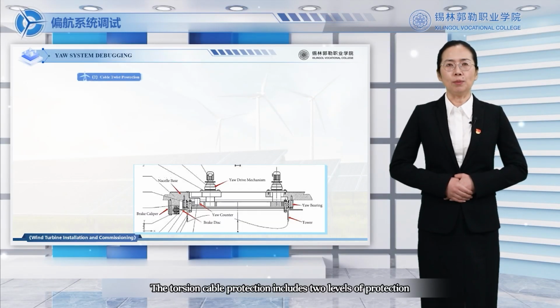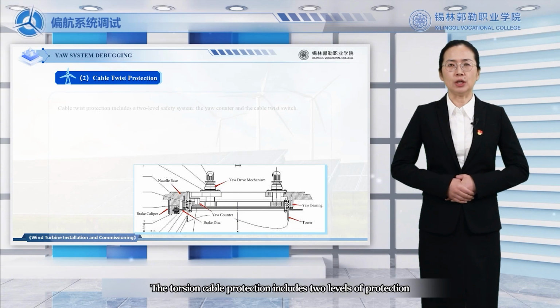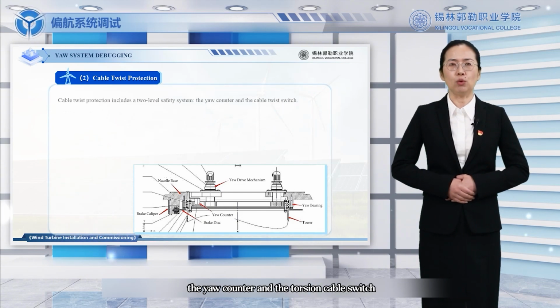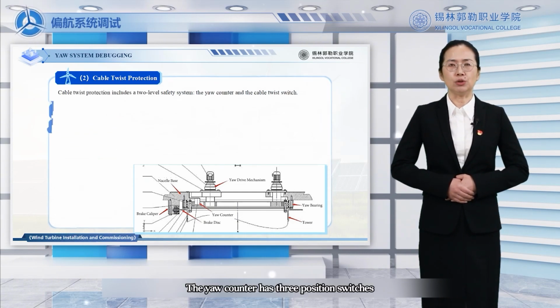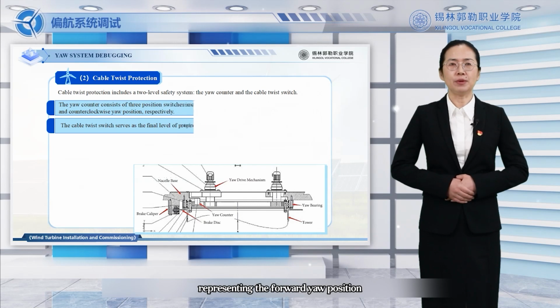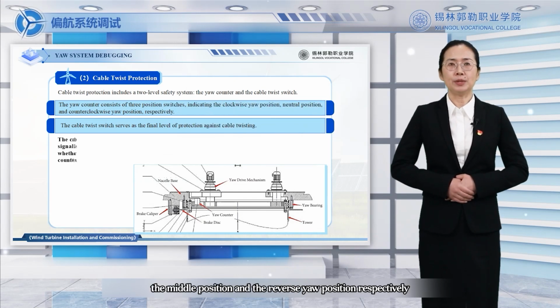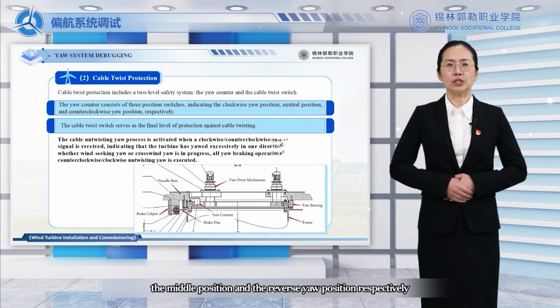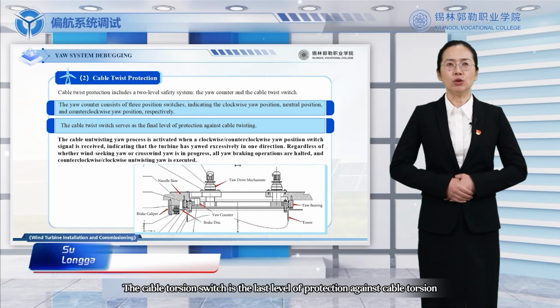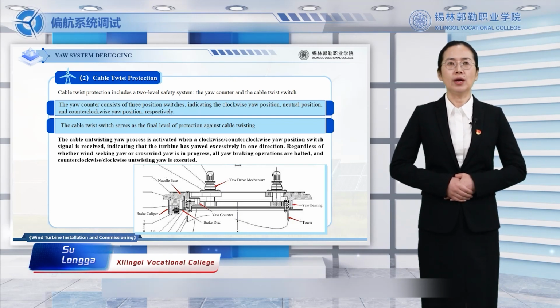The torsion cable protection includes two levels of protection: the yaw counter and the torsion cable switch. The yaw counter has three position switches representing the forward yaw position, the middle position, and the reverse yaw position respectively. The cable torsion switch is the last level of protection against cable torsion.